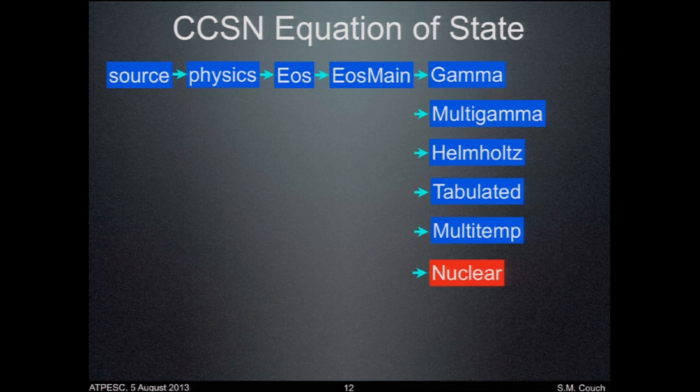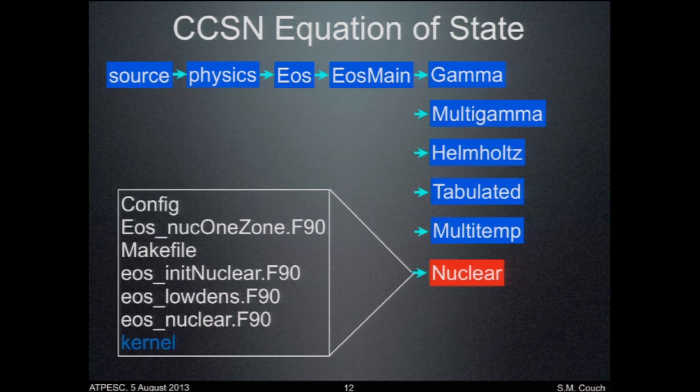Subunit within equation of state. So this contains a config file telling how to set it up, and these new local-to-the-EOS-unit routines: init nuclear, loadeos, and EOS underscore nuclear, which does the main physics driver. Also here we have this kernel directory.